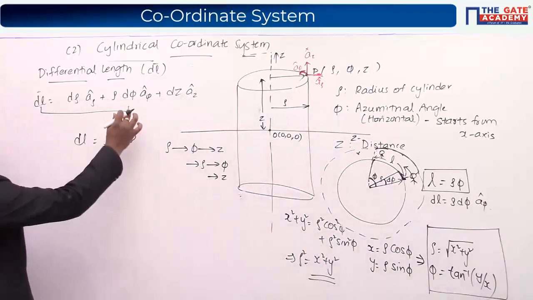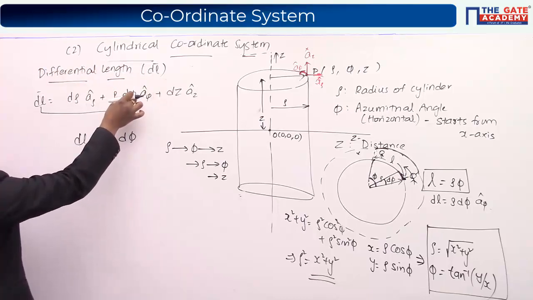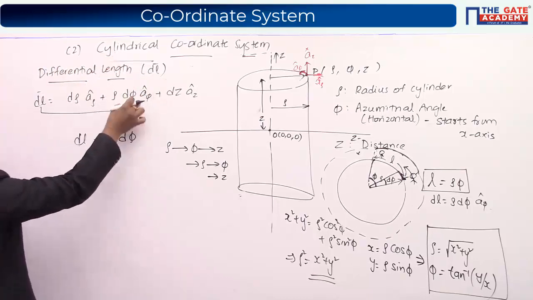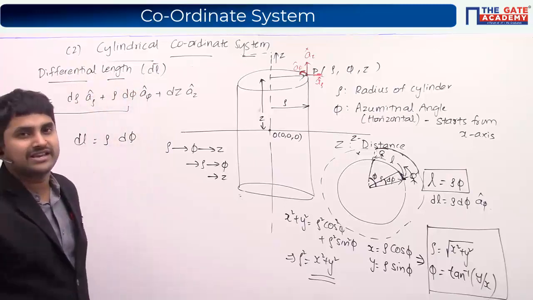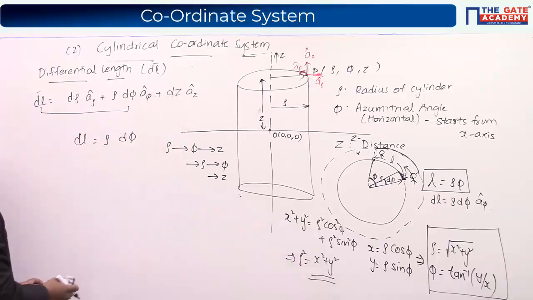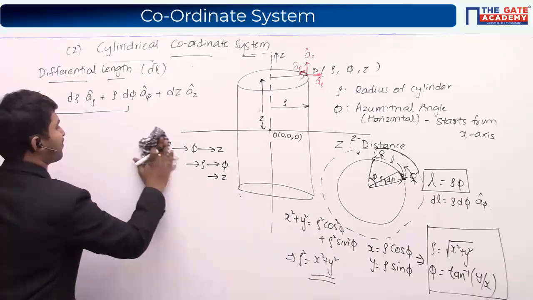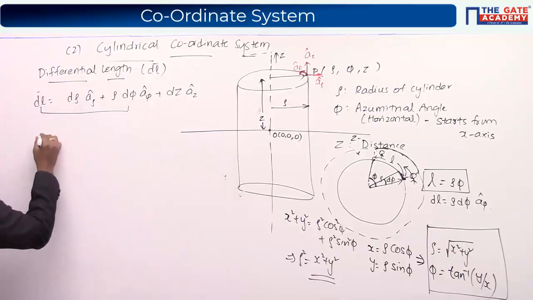So whenever you are considering the cylindrical coordinate system, whenever you see d phi, along with d phi you should always have this rho. This is a point to learn. Very, very important point. So this is about the differential length.